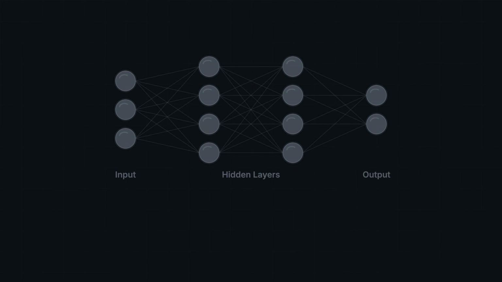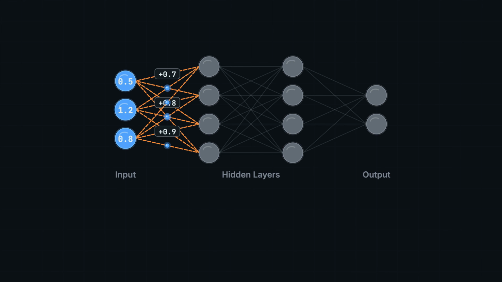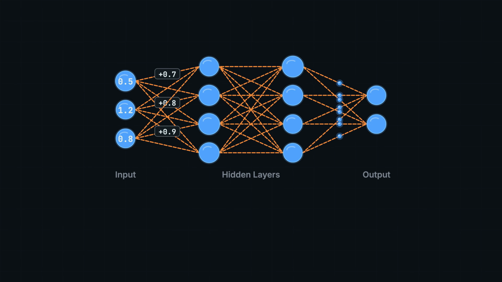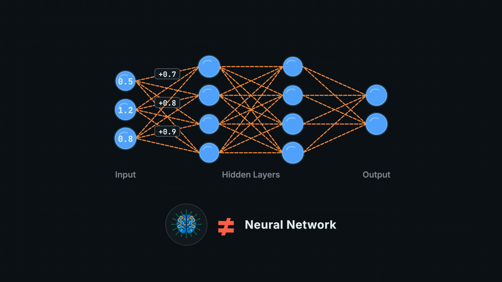Neural network. You've seen this diagram 100 times. A neural network is a mathematical function. Numbers in, multiplied by weights, passed through nonlinear transformations, numbers out. No biology, just matrix math. That diagram on screen, it's really just showing you a very complicated equation. The name neural is just a loose analogy. Don't let it mislead you.